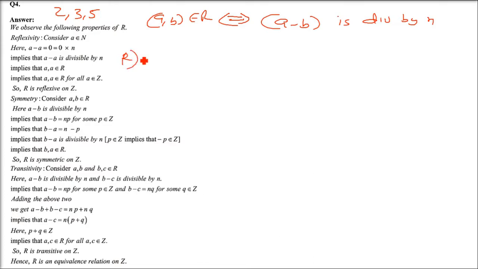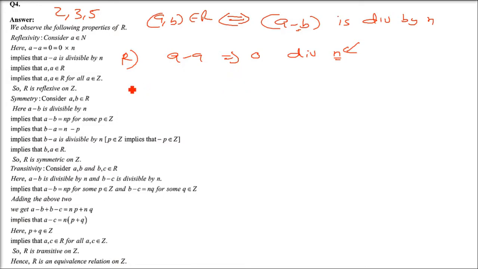So how to do this? a minus b is divisible by n. Reflexive means what? You just put a as b, this b as a. So a minus a is 0, and 0 is always divisible by any number. So by n also it is divisible. This is reflexive.